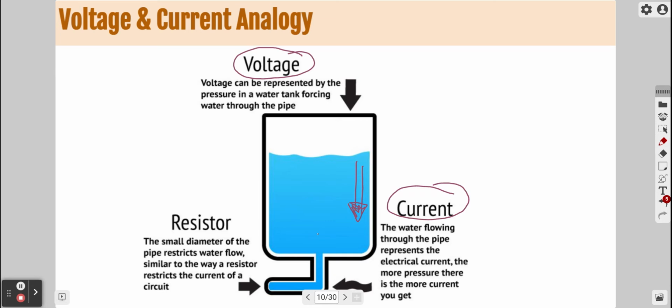The more pressure there is, the more current you're going to get, right? The higher this tank is, the more pressure you're going to get, so you're going to get more current. And then a resistor could be the small diameter of this pipe. It's going to restrict the water flow the same way a resistor would do. So it's going to kind of slow down. You can't get as much current through there.